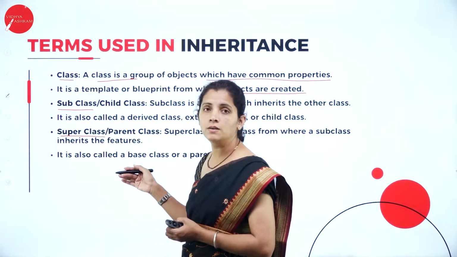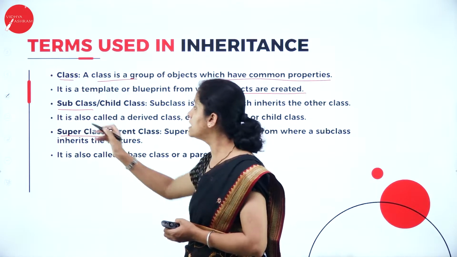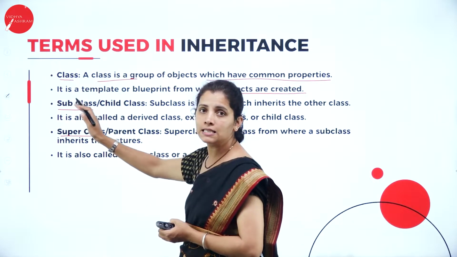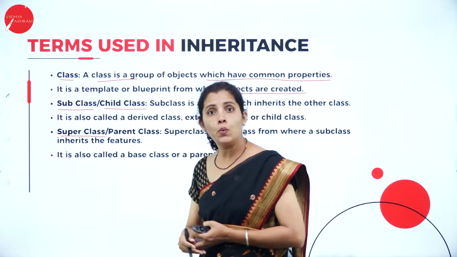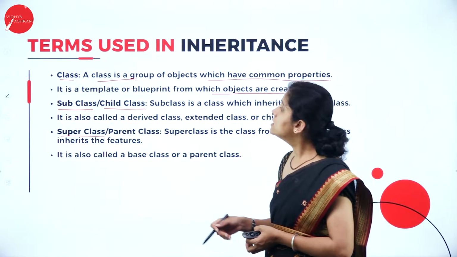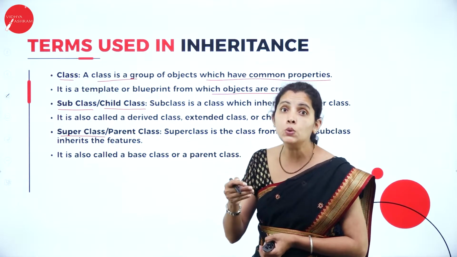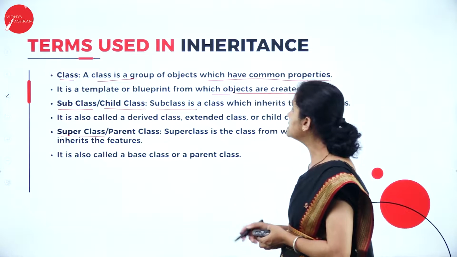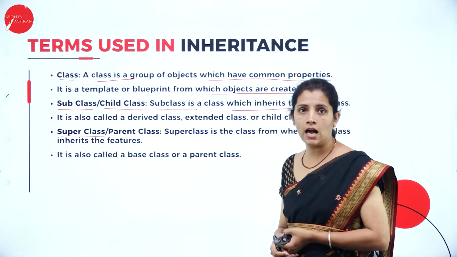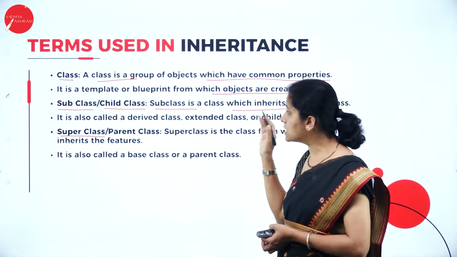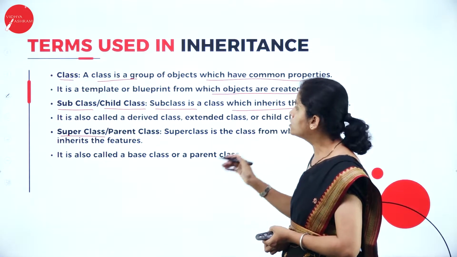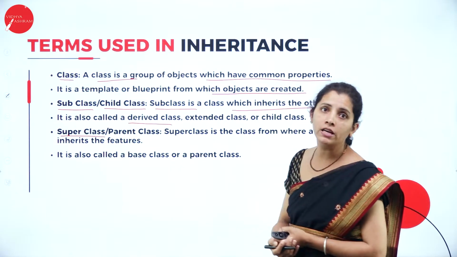And what are the terms I'm going to encounter here? That is subclass and superclass. So subclass is nothing but the child class, whereas superclass is nothing but the parent class. And this subclass is known as the new class. So subclass is a class which inherits the other class. So here subclass is a class which is going to inherit the features, and it's also called the derived class.